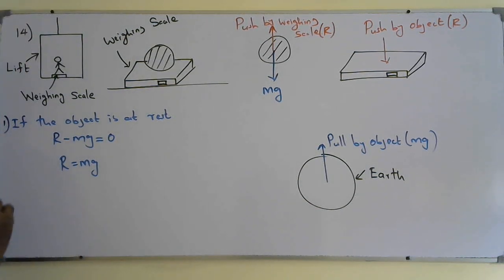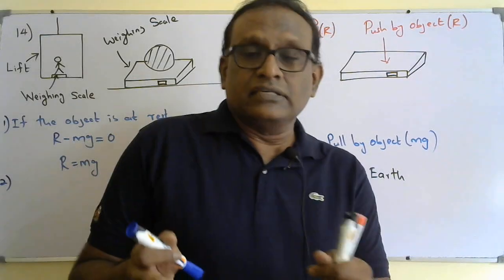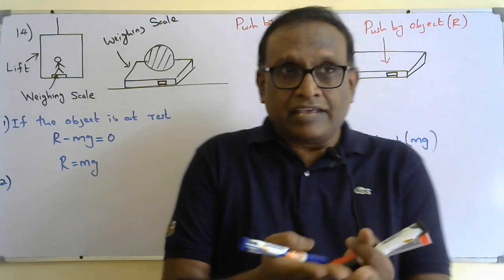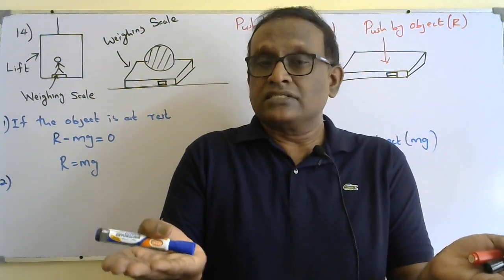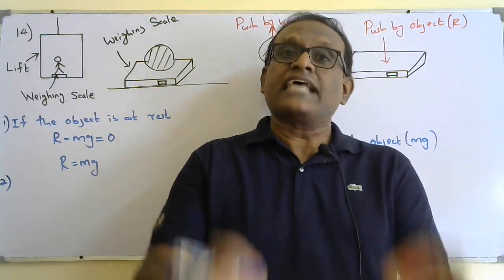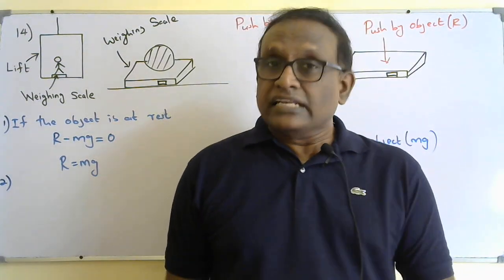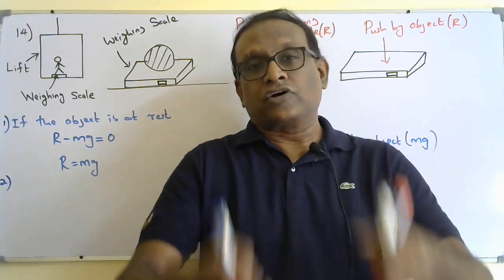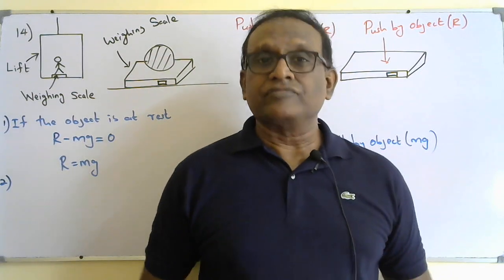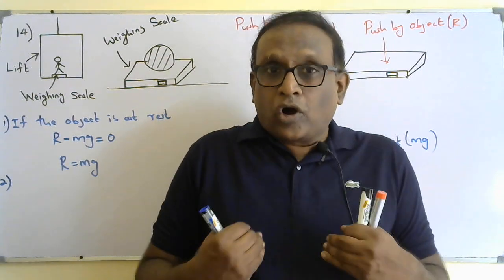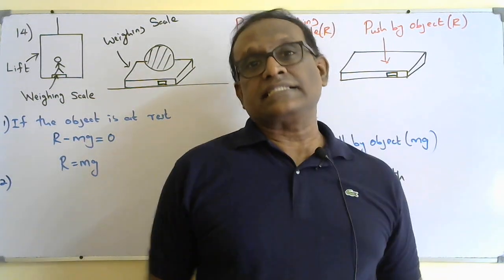Okay, so second situation I can think of. Imagine the object is kept inside the weighing scale, and everything together is kept on the surface or floor of a lift, and the lift is accelerating upwards. So if the lift is accelerating upwards, say for example when you are standing inside a lift and the lift accelerates, your body should have the same acceleration as the lift.